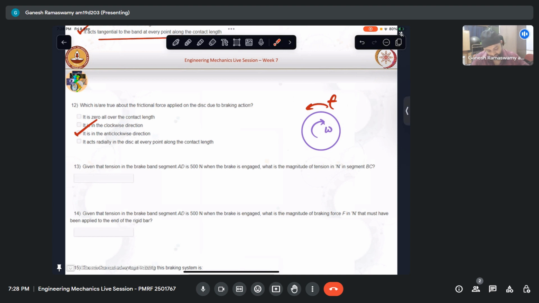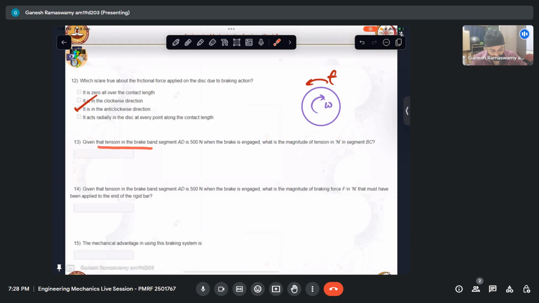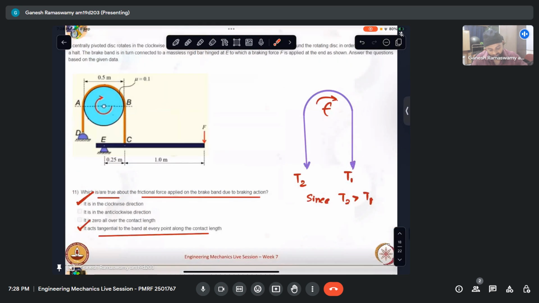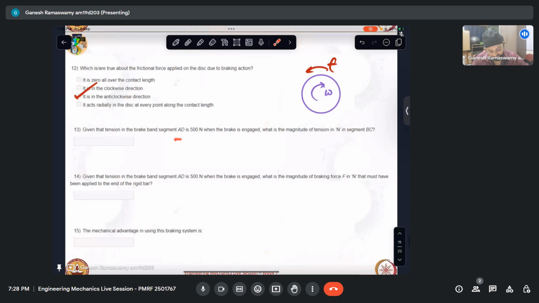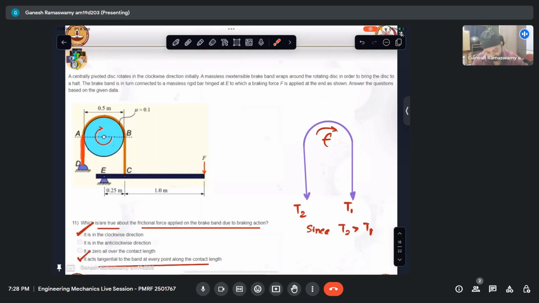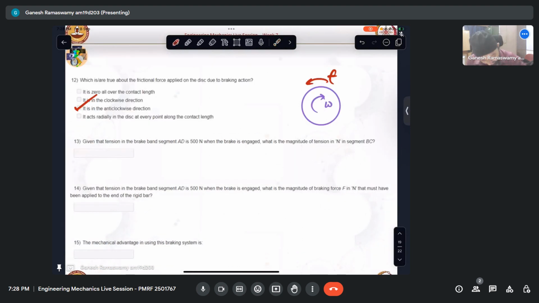So now the question asks, given that the tension in the brake band segment AD is 500, when the brake is engaged, what is the magnitude of tension in the segment BC? So this is the segment AD, and we say that AD's tension is 500. Tension here is what is asked. So we have been given T2. We have been asked what is T1. So this implies that T2 is 500 Newton. T1 is what we need to find.